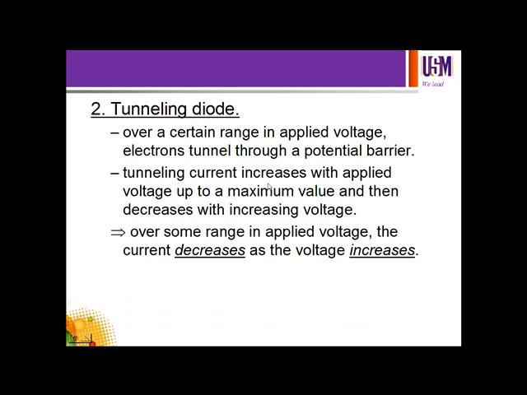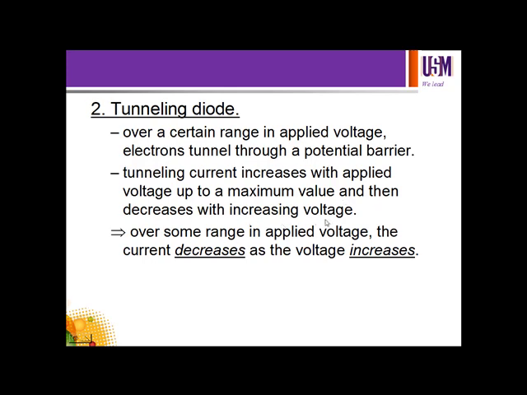Okay. The second application is the tunneling diode. We have diodes, but this one has tunneling properties. Over a certain range in applied voltage, electrons tunnel through a potential barrier. The tunneling current increases with applied voltage. By applied voltage, I mean when you apply voltage to the ends of the diode, the current goes up to a maximum value, and then decreases with increasing voltage.